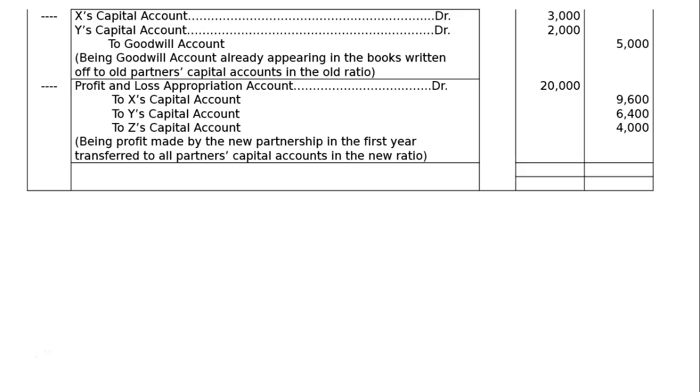Being profit made in the first year transferred to all partners' capital accounts in the new ratio. And in the journal, both the debit and credit columns are to be totaled. It will be rupees 68,560 in the debit column, and in the credit column rupees 68,560, and this is the final answer.